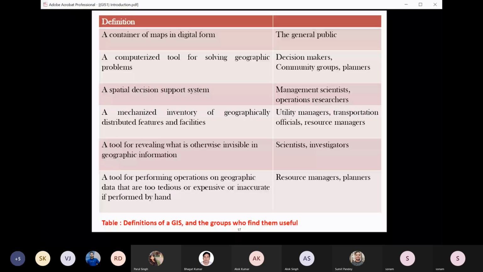Now, if we move to the next, decision makers, community groups, planners, what is GIS for them? GIS is a computerized tool for solving geographic problems. Okay. So if there is any type of geographic problem, then we can use GIS to solve that. In the previous lecture, I told you that GIS acts as a spatial decision support system.